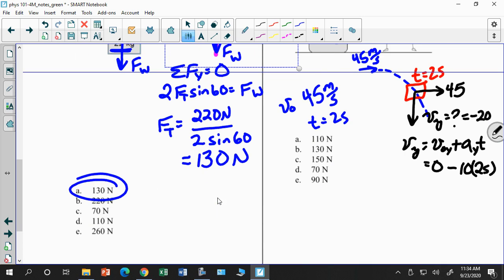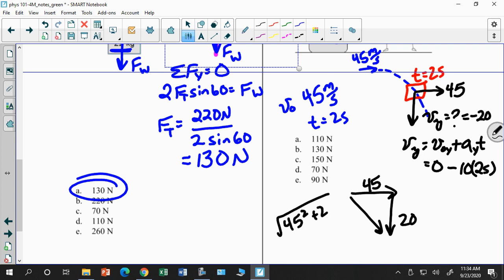Then realize I have a vector that's 45 units, and then a vector that's 20 units, meters per second, and I want to know what is that vector. So that's going to be the square root of 45 squared plus 20 squared, which would be, this is on your quiz, 49.